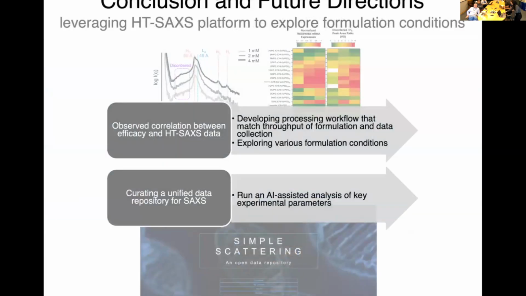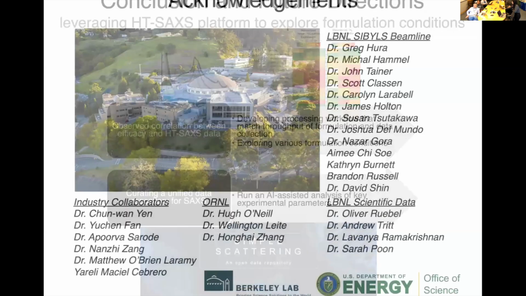So that's really all I have for today. I had 3 main examples of how we utilize our SAXS platform to characterize lipid nanoparticles so that we can start identifying the effects of these various factors involved in formulation conditions and how that affects structure and efficacy. And then I gave a little plug at the end about our data repository.